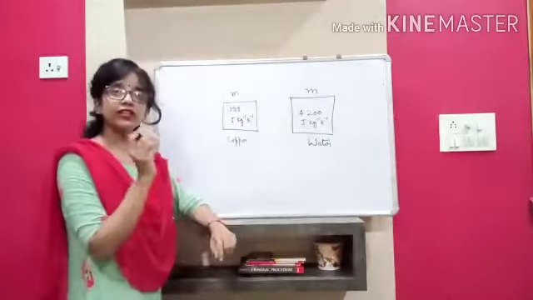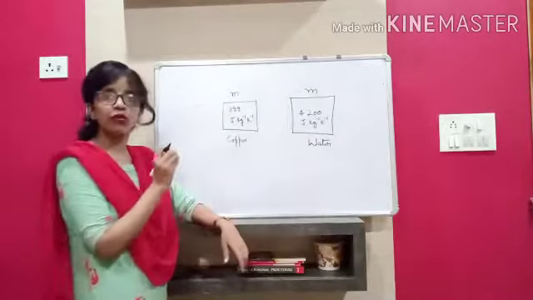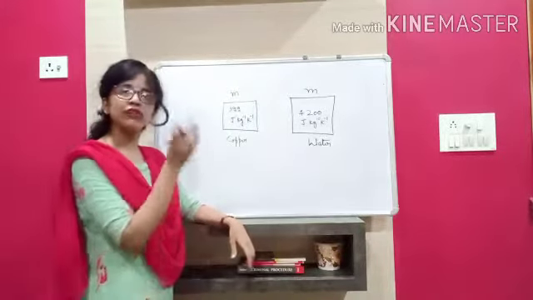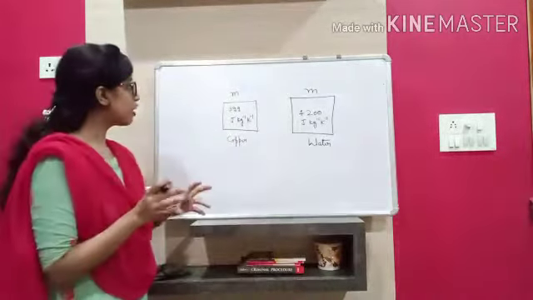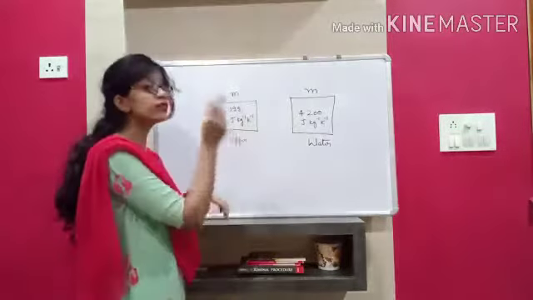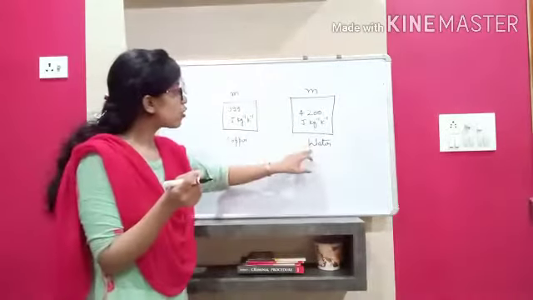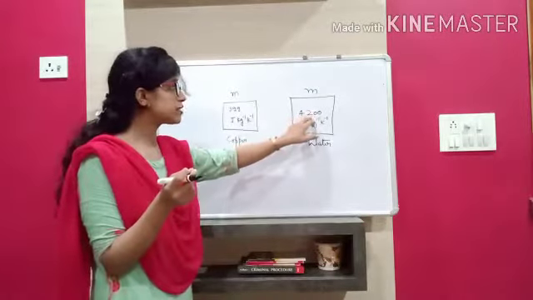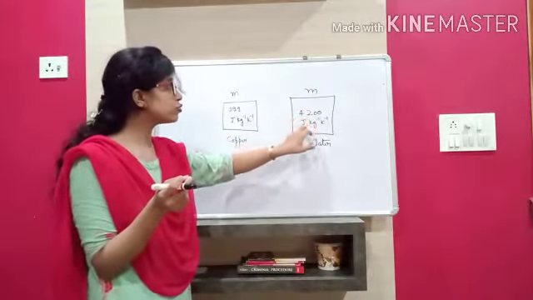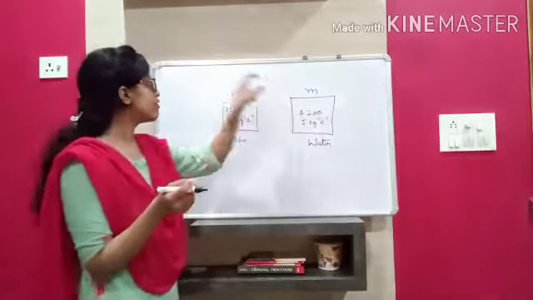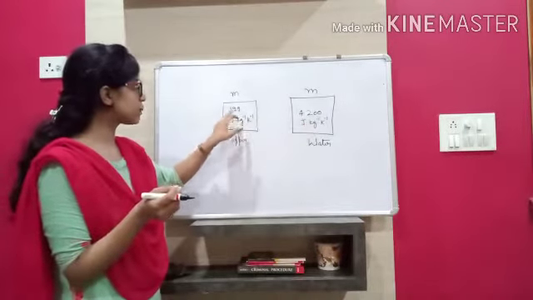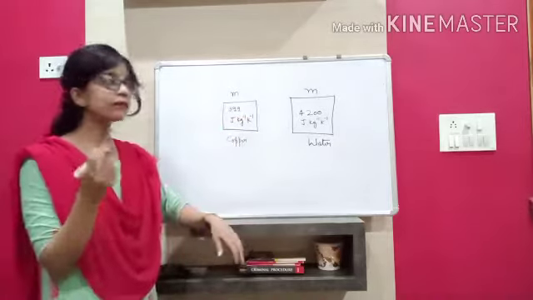And if you want to increase the temperature of copper and water both by 1 degree Celsius, we have to give some amount of heat. Now, if we are giving some amount of heat, which one will take more heat? Water. Why? Because it has a specific heat capacity of 4200 joule per kilogram Kelvin, whereas copper has a specific heat capacity of 399 joule per kilogram Kelvin.